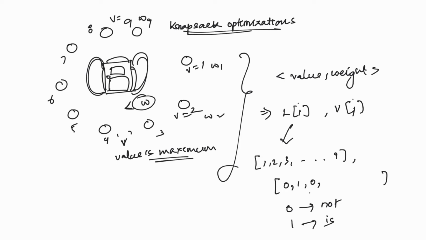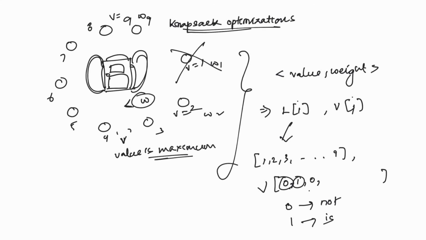So if we say that the first item is 0, that means we're not taking the first item. The second item of V is 1, that means we are taking the second item, and so on. Third, we're not taking it. So that's how you get it.